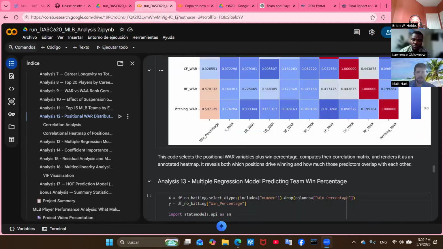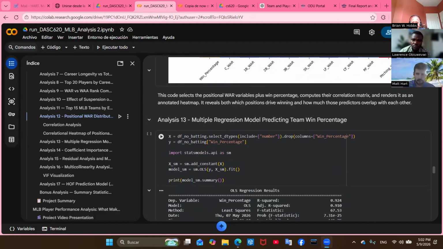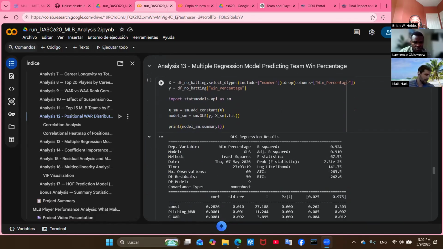Following this, we have the regression analysis model predicting team win percentage. Here we found that the model produced a very high R squared of 0.924, showing about 92.4% of win percentage variation was explained by the model. It was statistically significant overall, and the positional WAR variables collectively had a meaningful relationship with team success. Nearly every variable remained statistically significant, suggesting successful teams benefit from contributions across multiple positions.